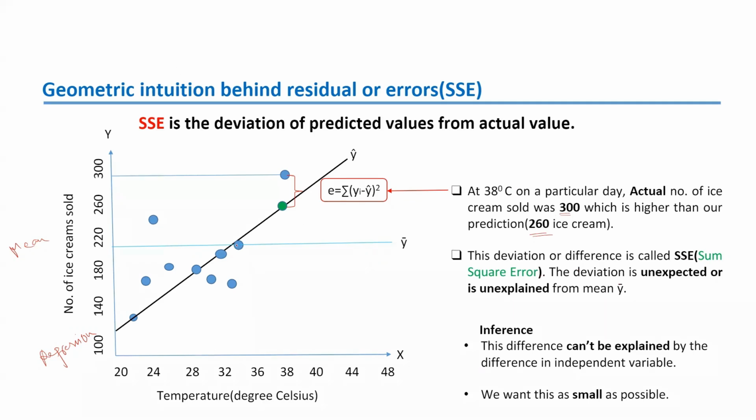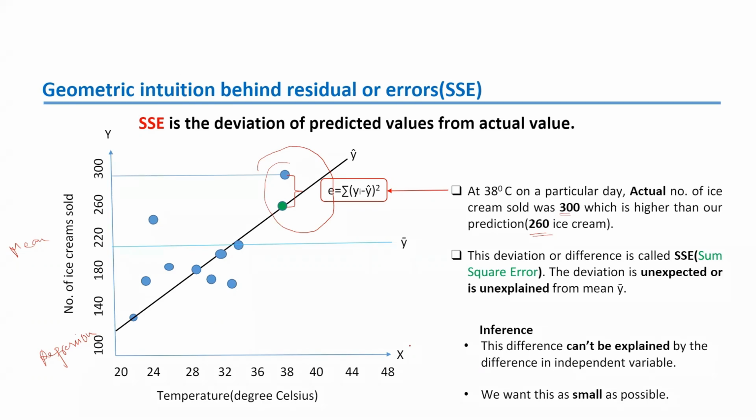It is the difference between the regression line and the point. This is your regression line and the point. So this is called the sum squared error and it is unexplained, right? We don't know. This is unexplained. So the inference is that this difference can't be explained by the difference in the independent variable.